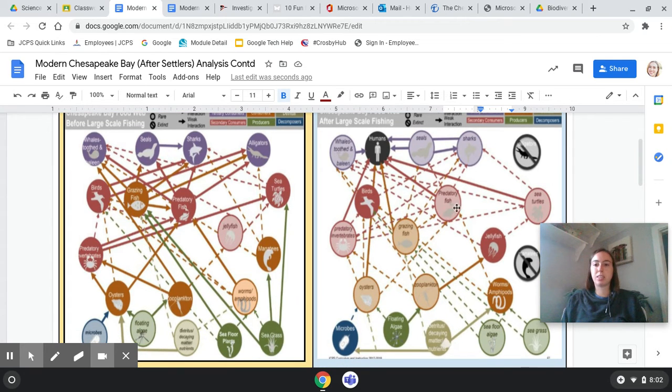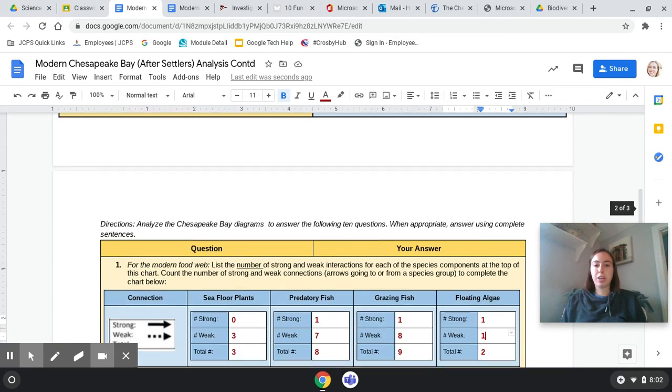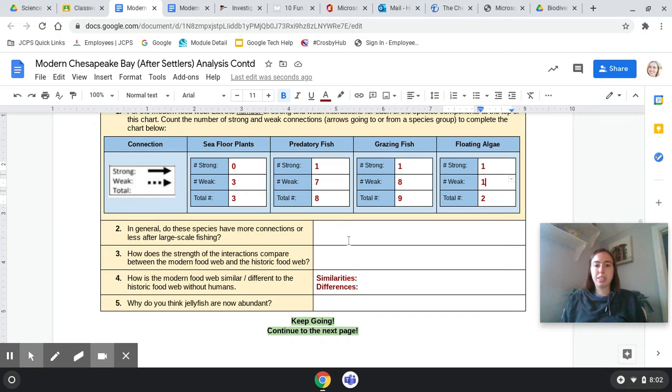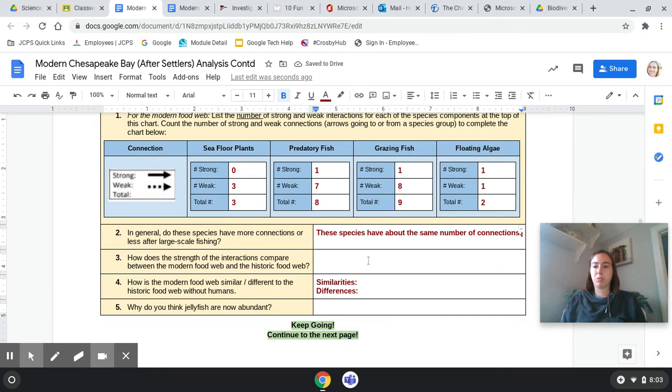And we'll notice that some of the connections may have changed. For example, worms to predatory fish is now a dotted line. It used to be a solid line, but that connection is still there. And so in our response, these species have about the same number of connections. And that's what we can see from looking at those charts.